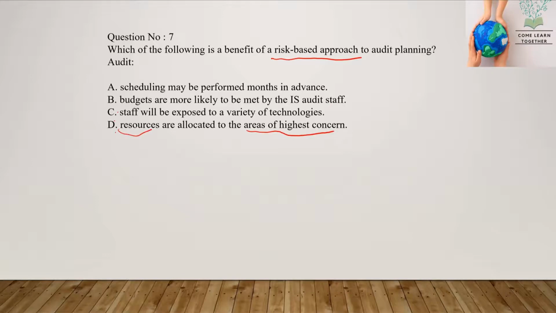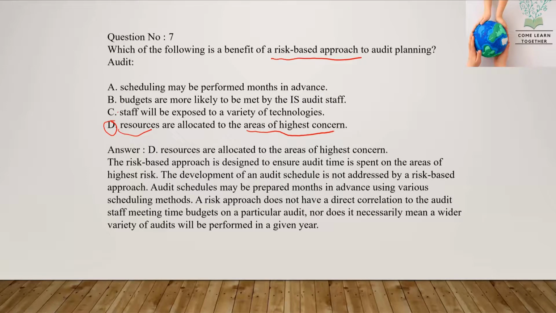So if I see the risk-based approach, the areas of high risk, and the resources, this is a good option to select. Scheduling may be performed months in advance, but it can be done without any risk-based approach also. Budgets are more likely to be met by the IS audit staff? Budgets are not the point. Maybe cost-benefit analysis is a good advantage of a risk-based approach, but not the budgets. And staff being exposed to a variety of technologies is not one of the considerations in audit planning. So let's look at the answer. This is designed to ensure that the audit time is spent on the areas of highest risk. A risk-based approach does not have a direct correlation with the audit staff meeting time budgets, and not necessarily does it mean a wider variety of audits, as we were discussing.